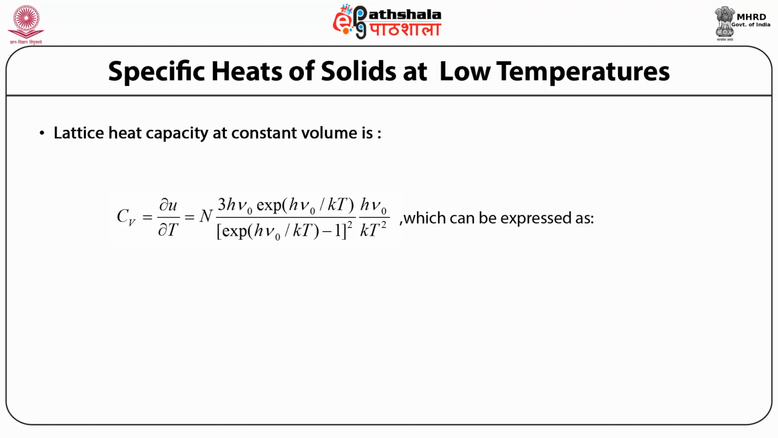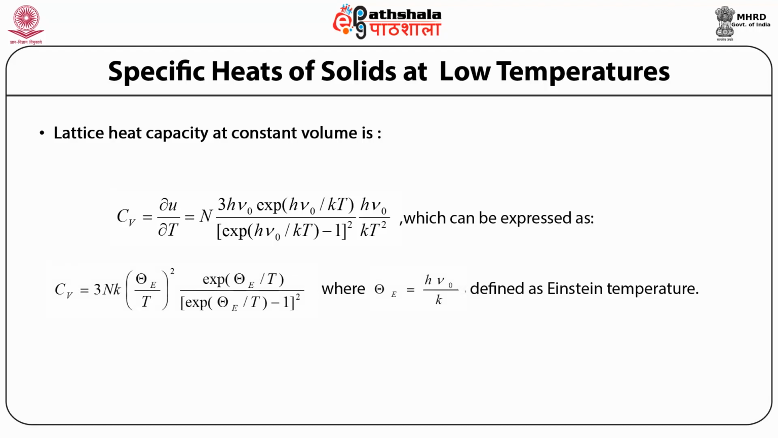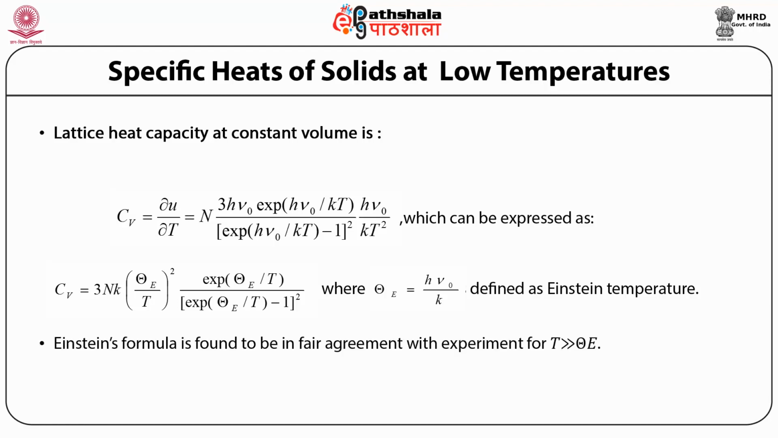This again can be expressed as Cv equals 3Nk into theta E by T whole square exponential theta E by T divided by exponential theta E by T minus 1 whole square, where theta E equals h nu 0 by k is defined as the Einstein temperature. The above expression may be used to obtain a reasonable fit to the experimental data for a given material by choosing an appropriate value for the Einstein temperature, which is found to be of the order of a few hundred degrees absolute. Einstein's formula is found to be in fair agreement with experiment for T much greater than theta E.